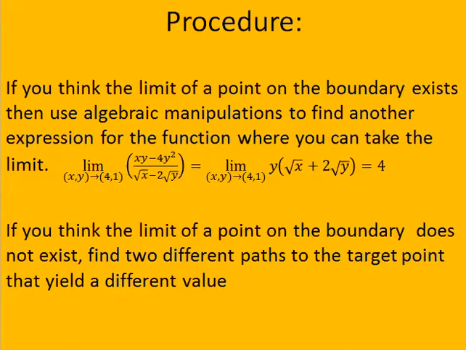If you think that the limit at a point on the boundary exists, then use algebraic manipulations to find another expression for the function where you can take the limit. However, if you think the limit at a point on the boundary does not exist, find two different paths to the target point that yield different values.